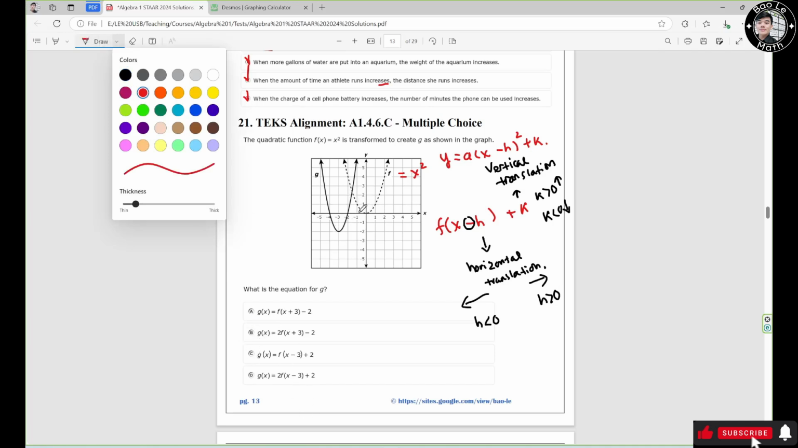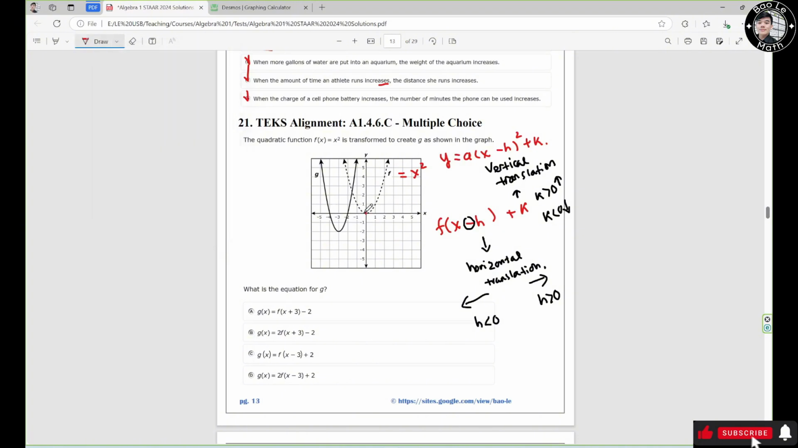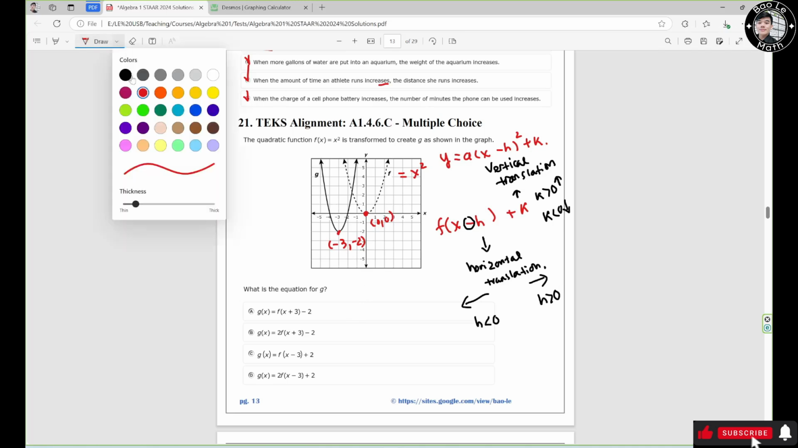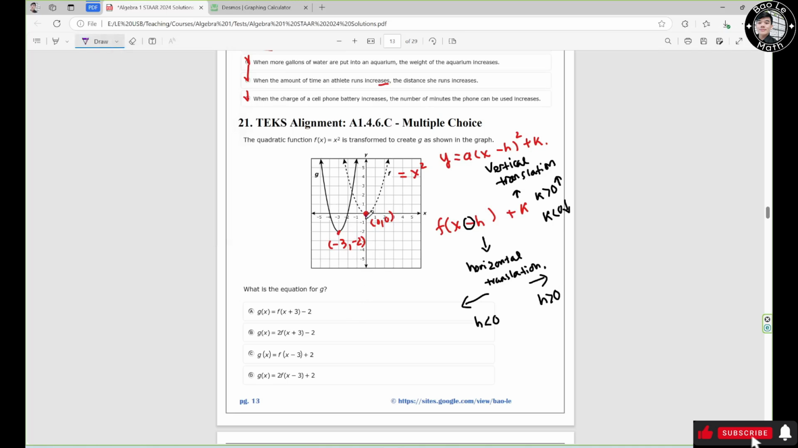And then in order to do this one, we look at the vertex right here. The vertex of the parent function is going to be 0, 0, right? Now the new vertex right here is going to be negative 3 and negative 2. Alright, so we see that the function moved down 2 units and moved to the left 3 units, right? So then h is negative 3, right? K is negative 2, right?